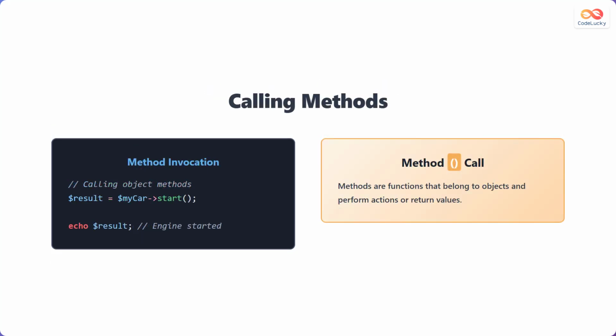Objects not only have properties but also methods. Methods are functions that belong to the object and perform actions. To call a method, we use the same arrow operator but add parentheses at the end, just like calling a function. For example, $result = $myCar->start(). This calls the start method of the $myCar object and assigns the return value to the $result variable.